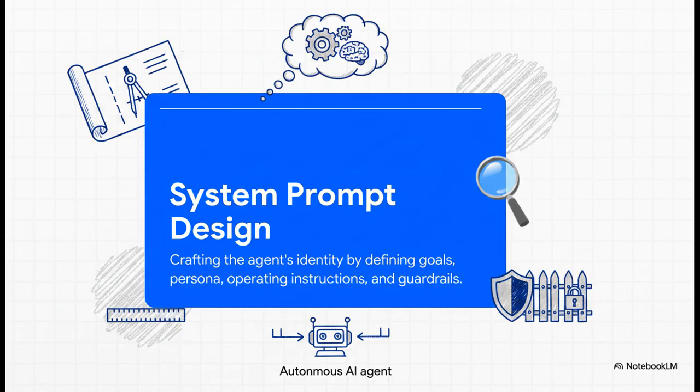Now, Module 2 is where things get super interesting. This is where you literally breathe life into your agent. You're crafting its identity. You aren't just telling it to be helpful. You are meticulously defining its specific goals, its persona, and its strict operating instructions. And honestly, perhaps most importantly, this is exactly where you install its safety guardrails, so the agent knows exactly what it is not allowed to do.